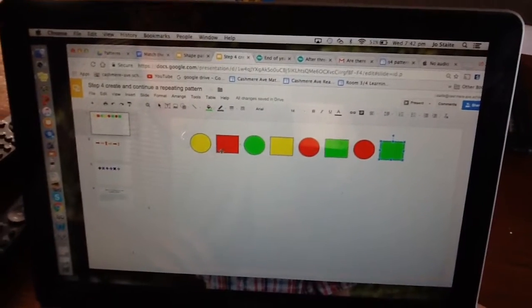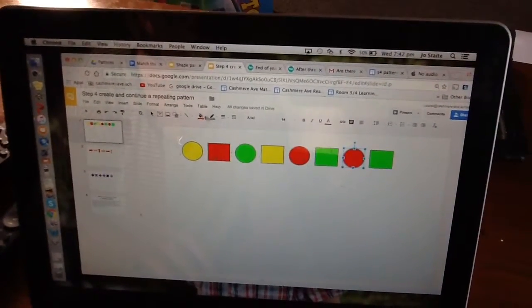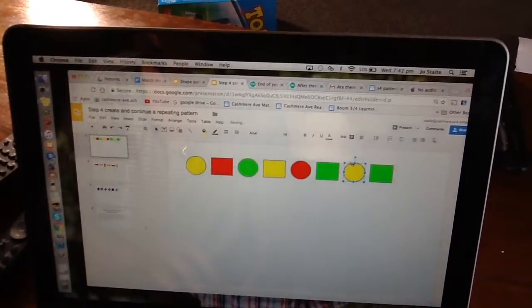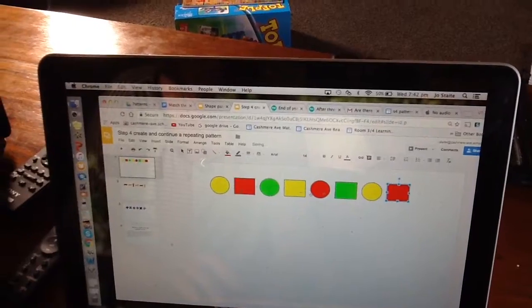So it goes yellow, red, green, yellow, red, green. That one must be yellow. So I'm going to change that to yellow. And then the next must be red, because there's two patterns happening here.